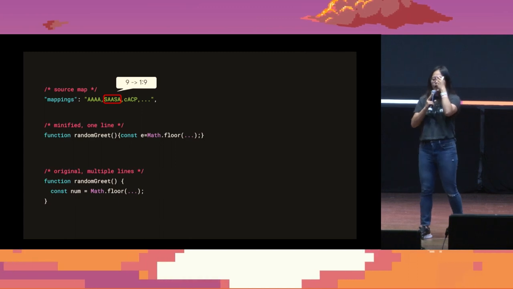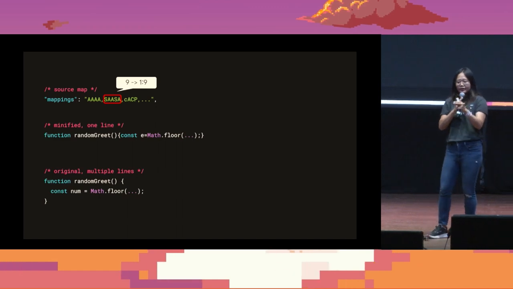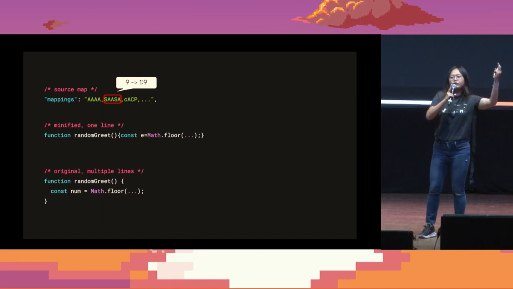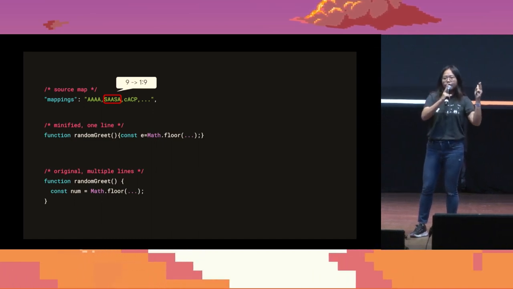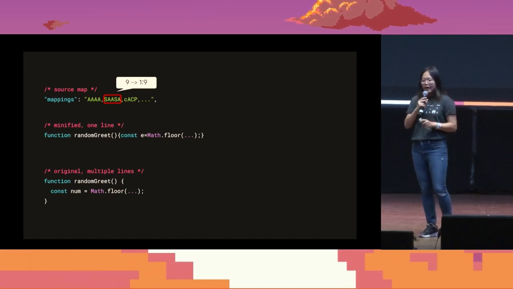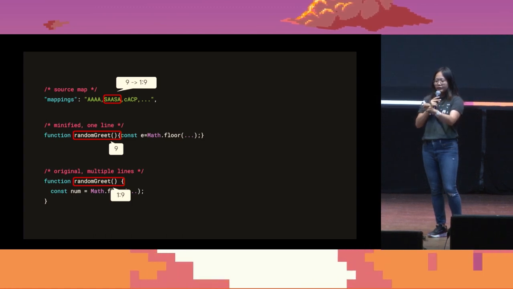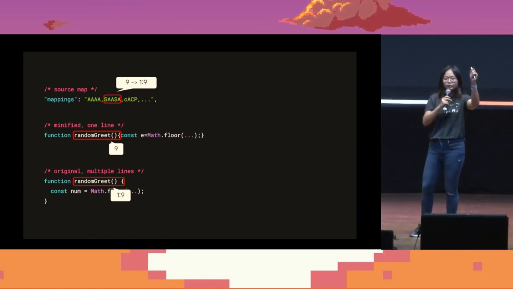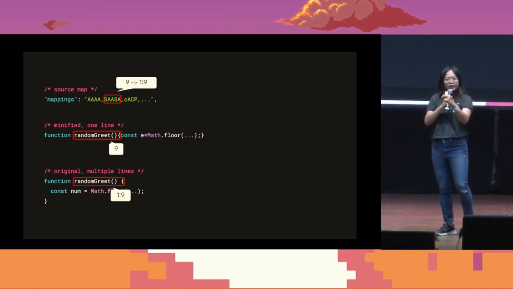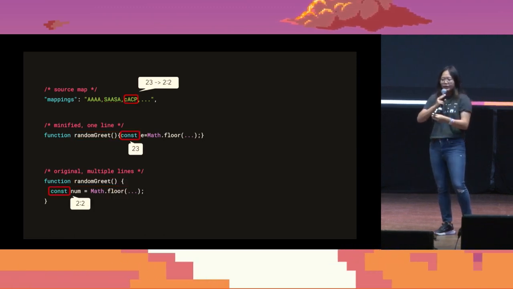This is the next mapping, SAA, which means 9 to 19. Since it starts from 9, the previous mapping should end at position 8. That's why we know that it ends at the function. So this 9, 1, 9 means randomGrid. The randomGrid starts from position 9 in the minified file, and it's mapped to the original file, line 1, position 9.